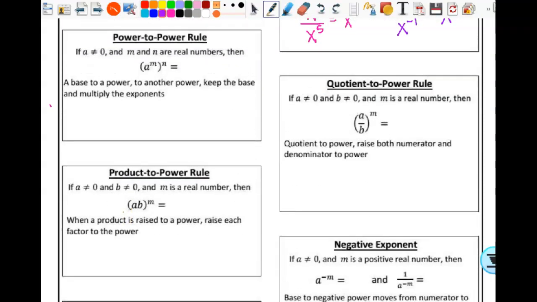All right, power to a power rule. A to the m power to the n power, what do we do with these two? Multiply them. This one goes haywire sometimes. We don't always get that one right. All right, so for my first one, if I have x to the 5th to the 3rd power, that's going to give me x to the what? 15.